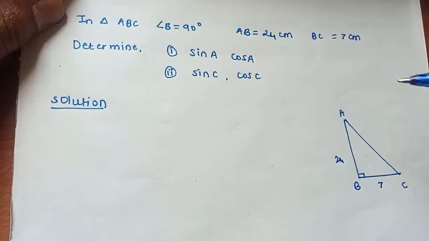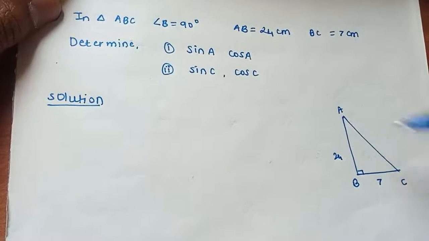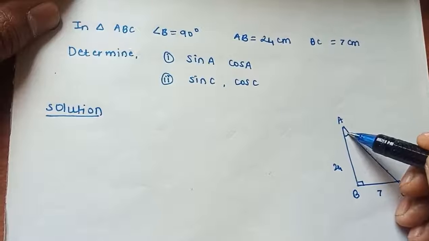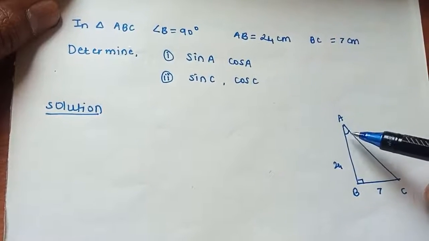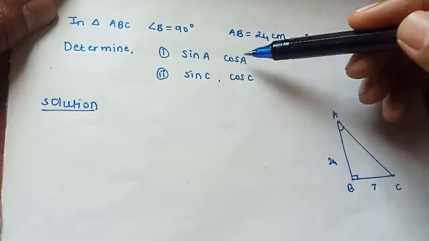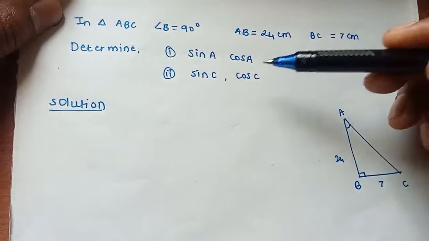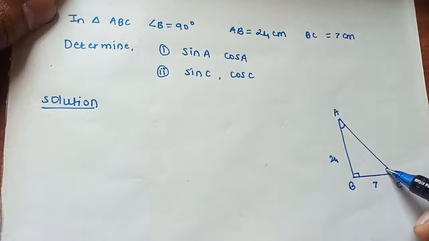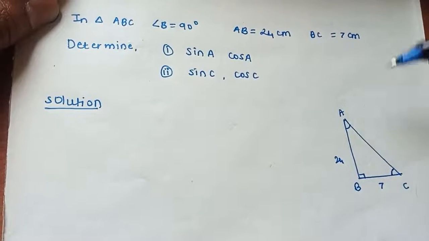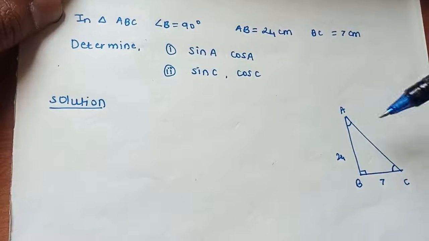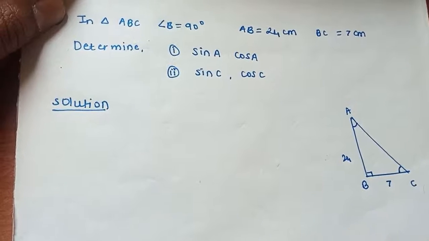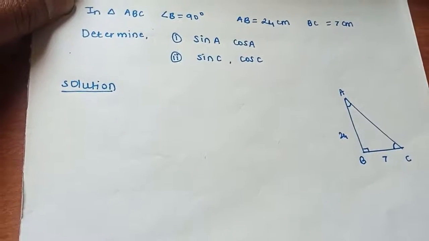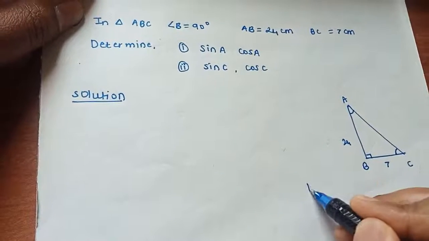Now, yesterday also I told you that you should know all the three sides of the triangle, because we have to find sine A, cos A for angle A, and similarly sine C and cos C for angle C. But initially I should know all the three sides of the triangle. So I will find the third side, that's AC, the hypotenuse of the triangle, by using the Pythagoras theorem.